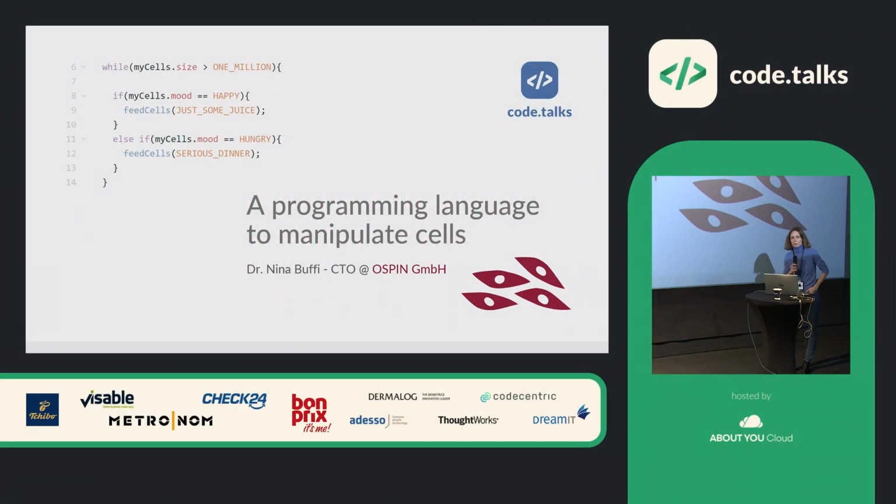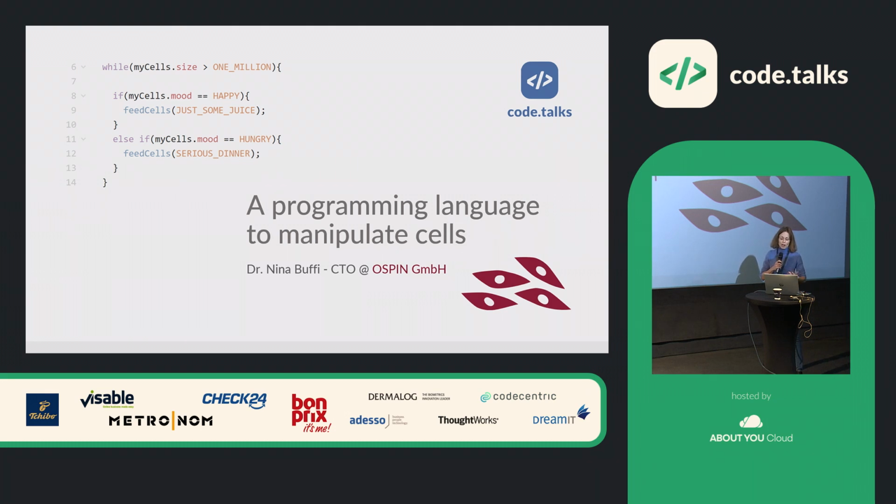I'm Nina Buffi. I'm the CTO at OSPIN, a small biotech company based in Berlin. What we are doing at OSPIN, we are developing a modular platform to automate and digitize biologists' and, more generally, scientists' work. Taken from a more software perspective, what we are doing is creating a programming language to manipulate cells.